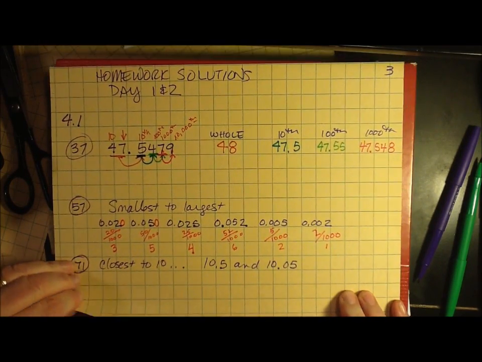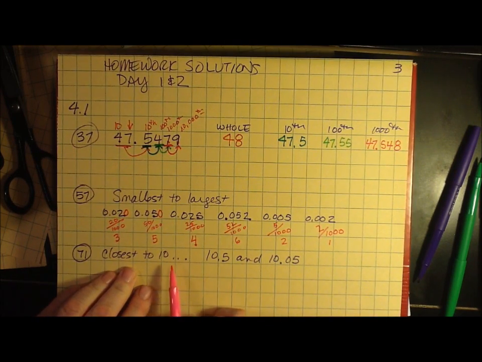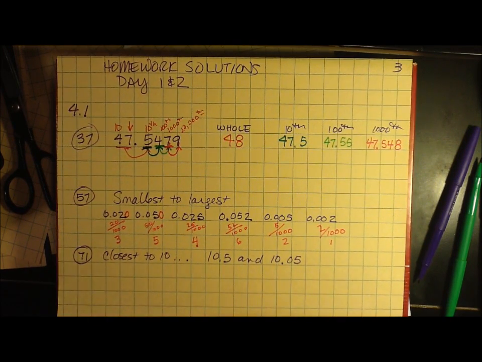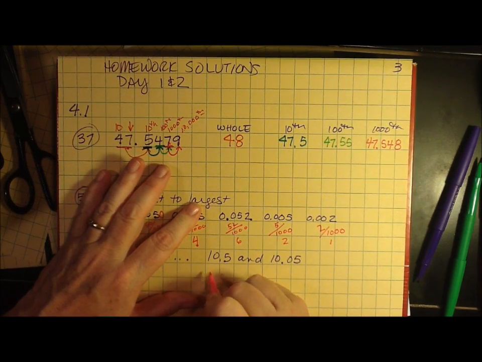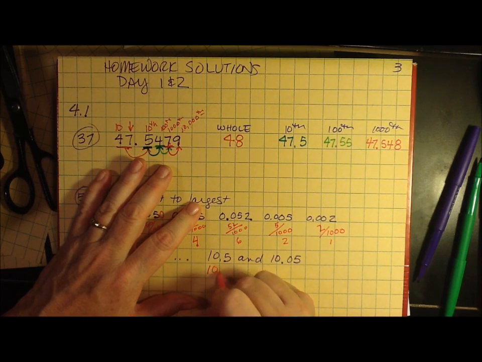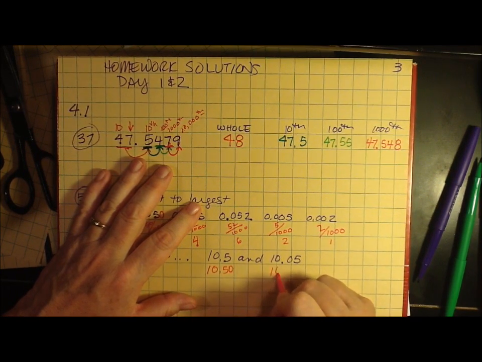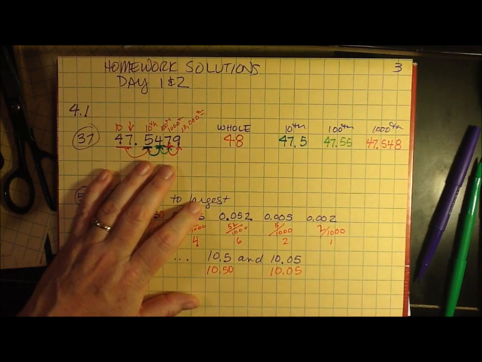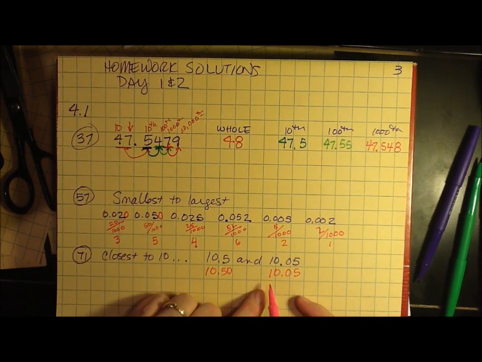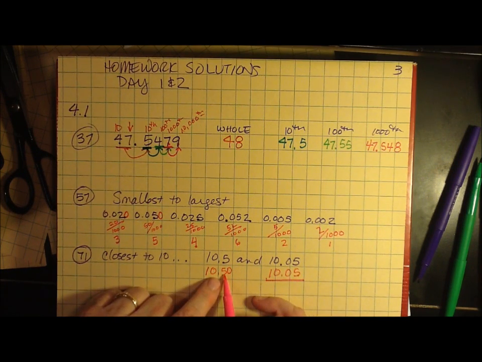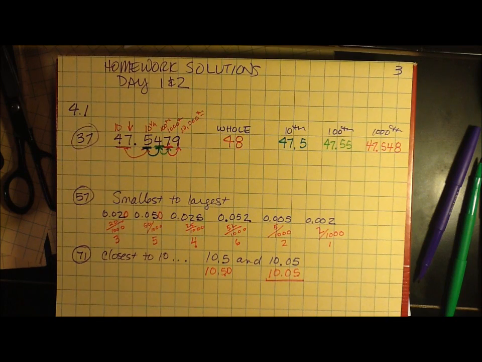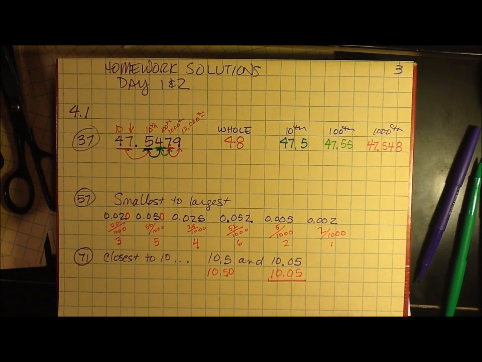Our last one we have to look at is, it's asking which of these two numbers is closest to the number 10. Well, another way to think about decimals sometimes is to think about it like money. Which one is closer to $10? $10.50 or $10.05? It's this one, because this is 5 hundredths and this is 50 hundredths. So this is closer to 0.